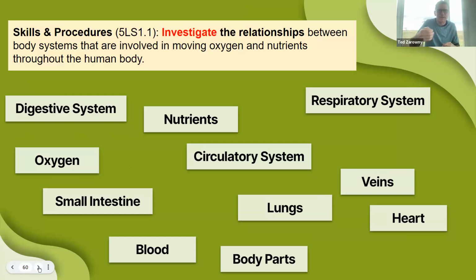They know what lungs do. They know what blood vessels are. I'll change that. But they know what those are independently. But what are the connections between all that? If you take a look at the skills and procedures statement carefully, it's talking about the relationships between body systems that are involved in moving oxygen and nutrients throughout the body.